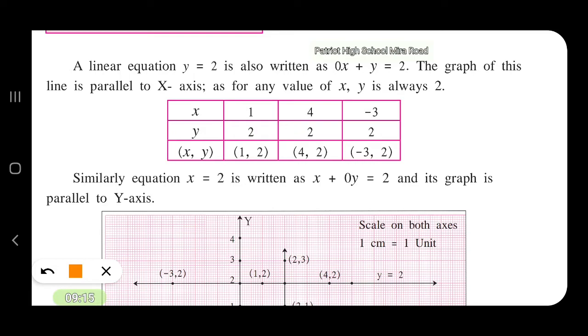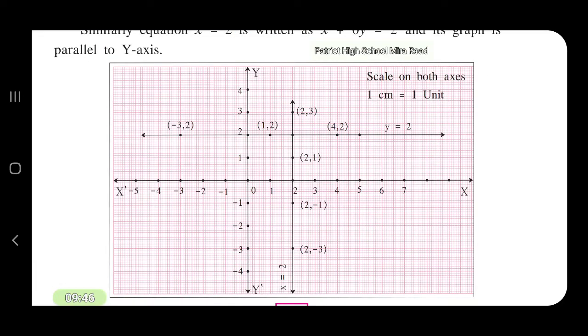Now let us consider equations of this particular type, y is equal to 2 or x is equal to 2. What do you mean by y is equal to 2? It can be written as 0x plus y is equal to 2, or x plus 0y is equal to 2. For y is equal to 2, we can write it as 0x plus y is equal to 2.